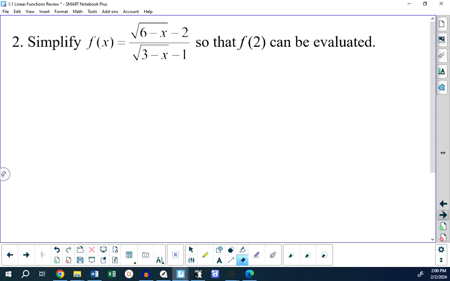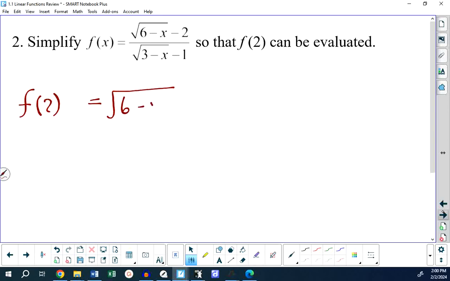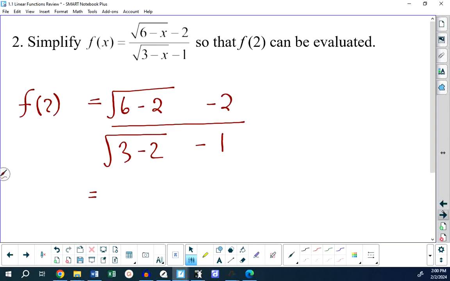And what I'm going to demonstrate to you, or try to teach you, is something that keeps coming up again and again and again, and it will for the next 2 weeks. If we want to evaluate f of 2 here, then f of 2 would be equal to 6 minus x, which is 2, minus 2, over root 3 minus x, which is 2, minus 1. But what you get here on the top is 0, and on the bottom you get 0.